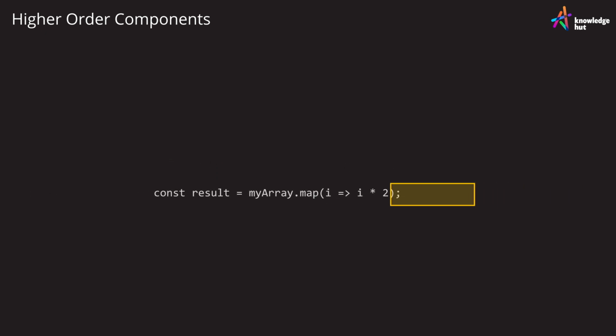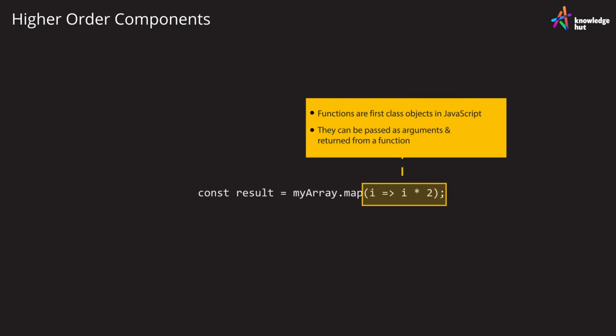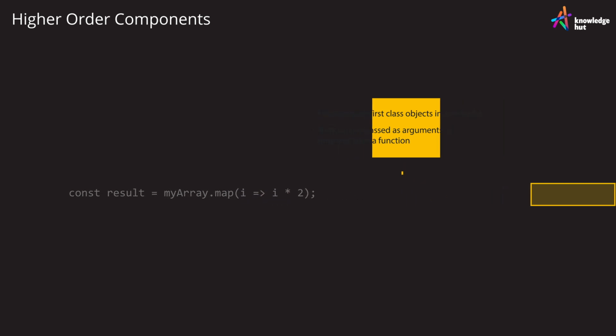We know that functions in JavaScript are first-class objects, which means that they can be passed as an argument to a function and even returned from a function. Callback functions, for instance, are great examples of first-class objects because they are passed as arguments and returned from functions as well. Here you can see the map method, which accepts a function as an argument.